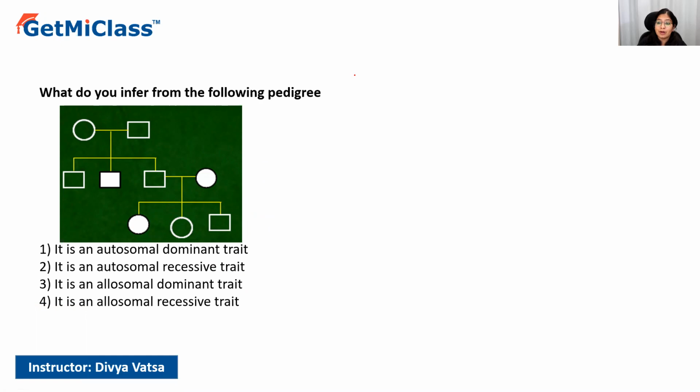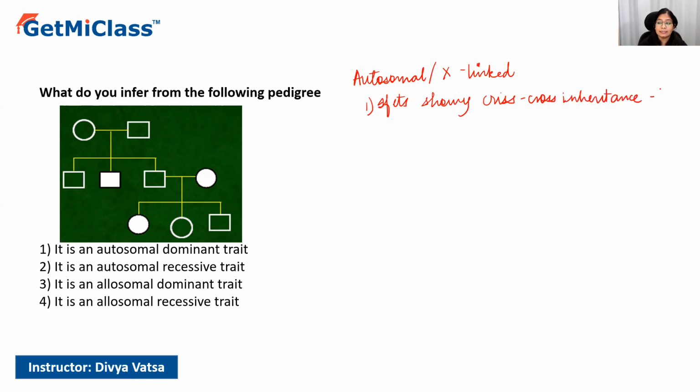One thing, how do you identify whether it is autosomal or X-linked? Determining Y-linked is also necessary, but that is present only on the Y chromosome. If it is showing crisscross inheritance, then it is X-linked. If it is not showing it, then it is autosomal.